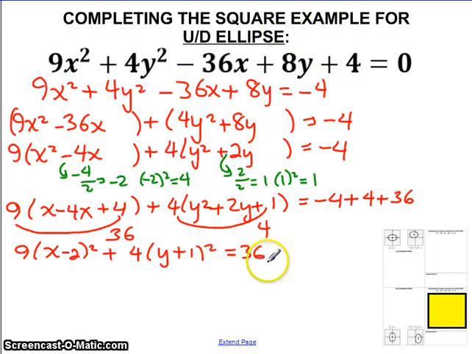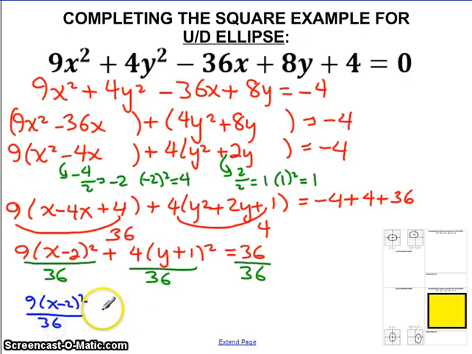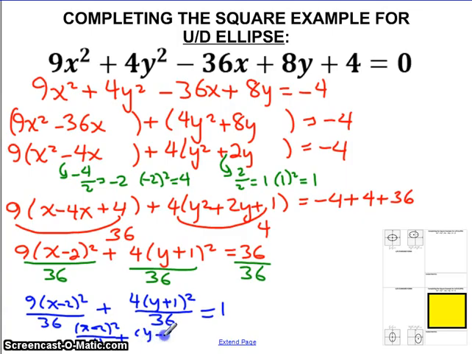And then we'll go ahead and divide everything by 36 to get 1 on the right side, our standard form. And that gives us 9 times x minus 2 squared over 36 plus 4 times y plus 1 squared over 36 equals 1. And if we reduce that, we should get x minus 2 squared over 4 plus y plus 1 squared over 9 equals 1.